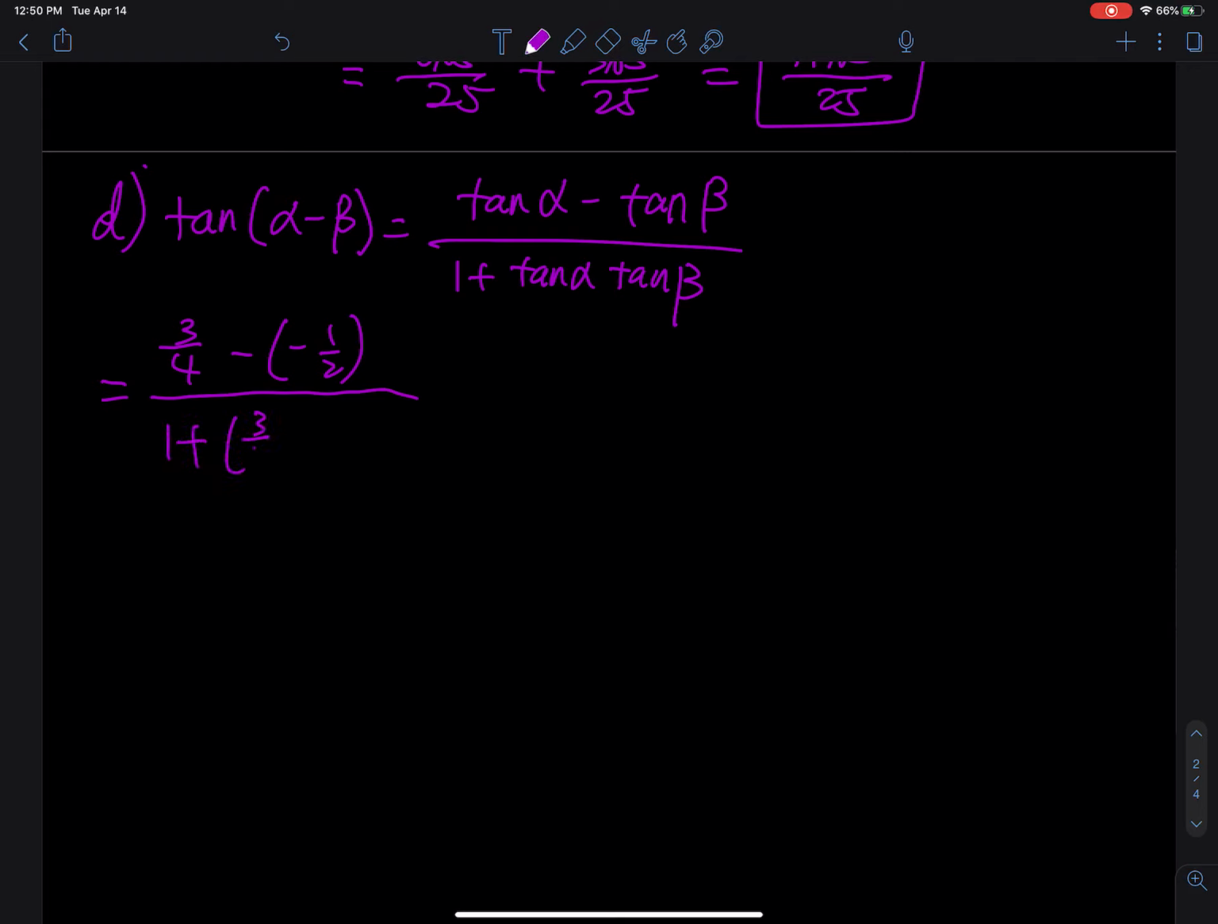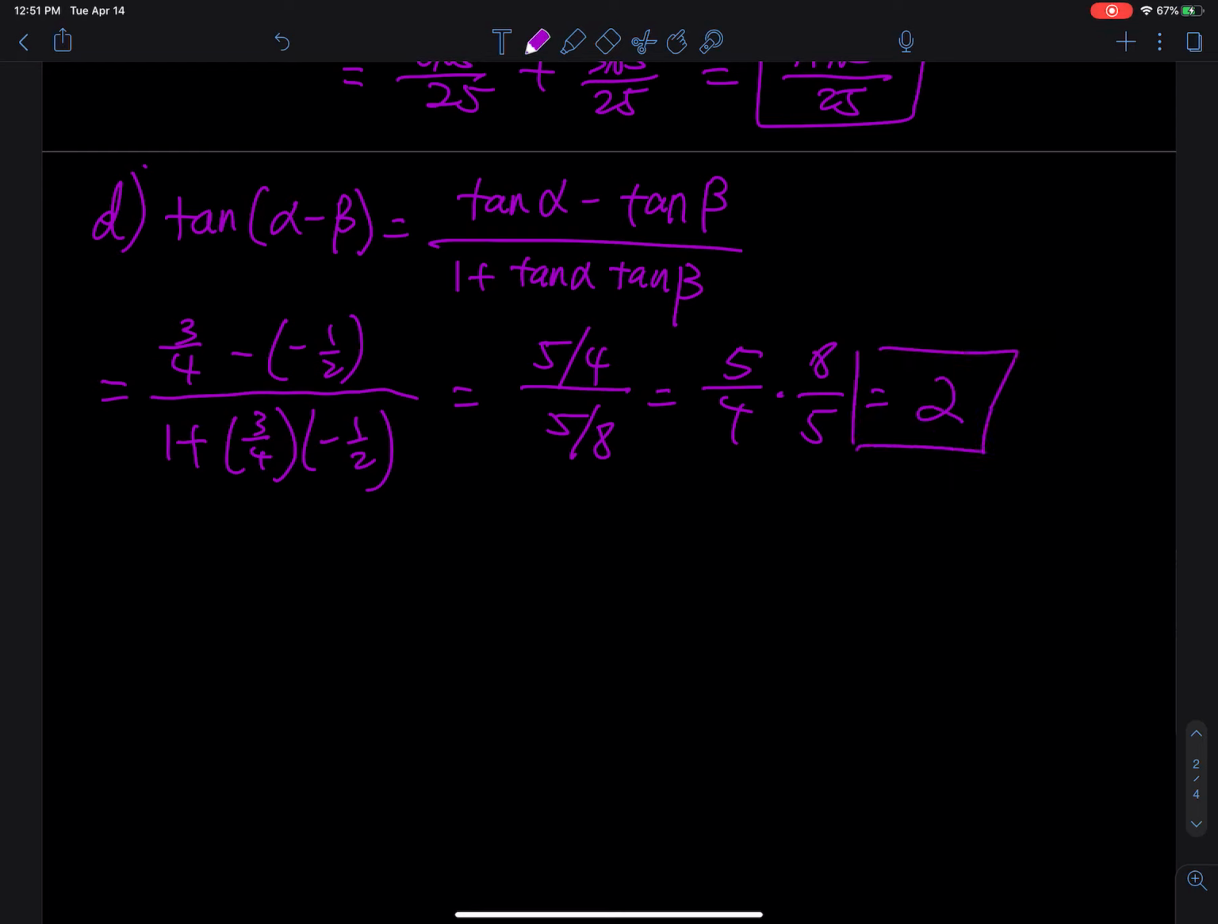1 plus 3/4 times negative 1/2. So that is 5 divided by 4, 5 divided by 8, and then this is the top times the reciprocal of the bottom, so that is just equal to 2. So that's all for the first part.